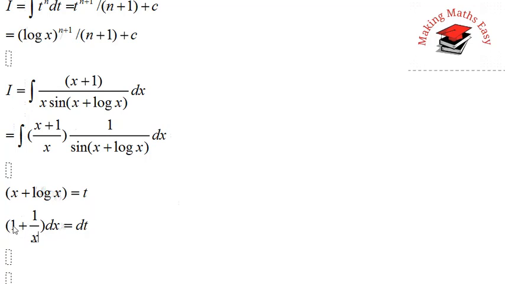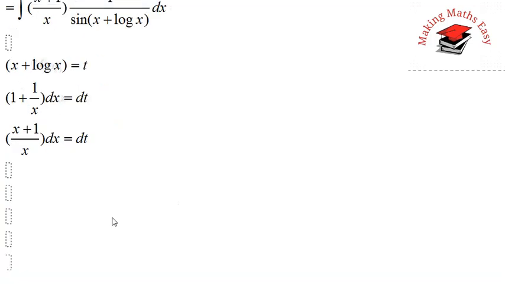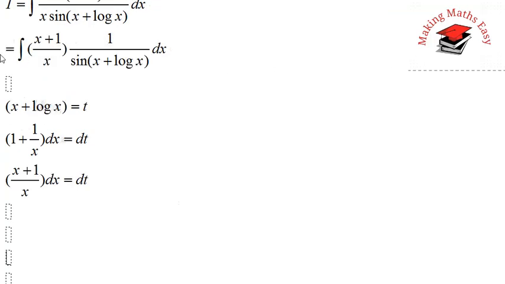And this x is multiplied with this 1 after taking the LCM. So we will get this expression as (x plus 1) divided by x dx equal to dt. So instead of (x plus 1) dx, we will write dt, and instead of x log x, we will write t. So let us substitute.